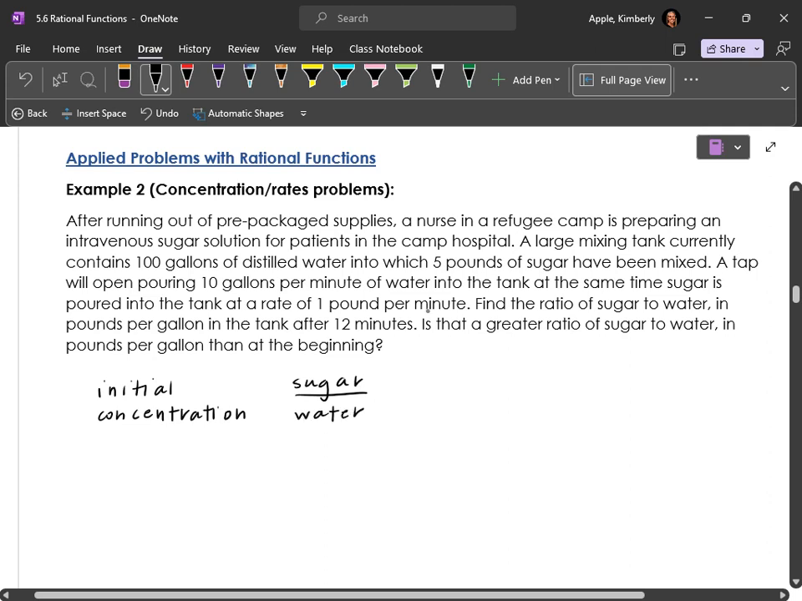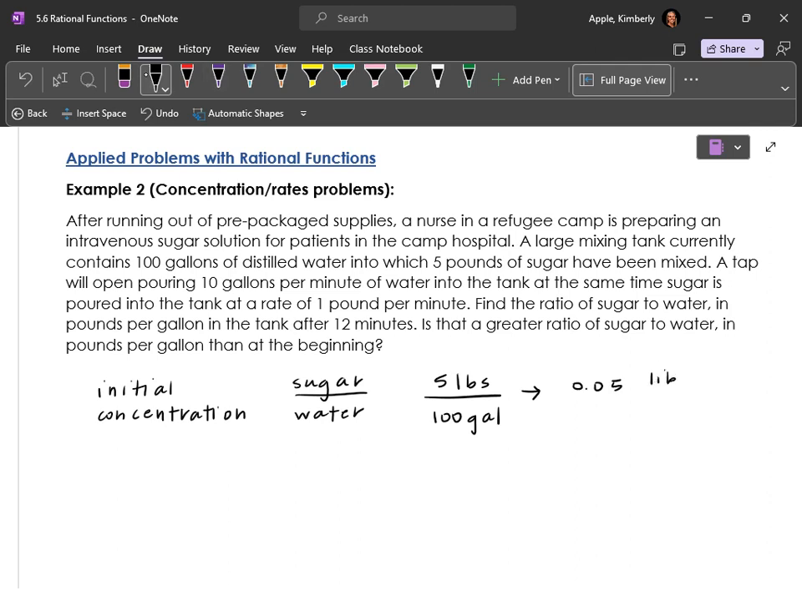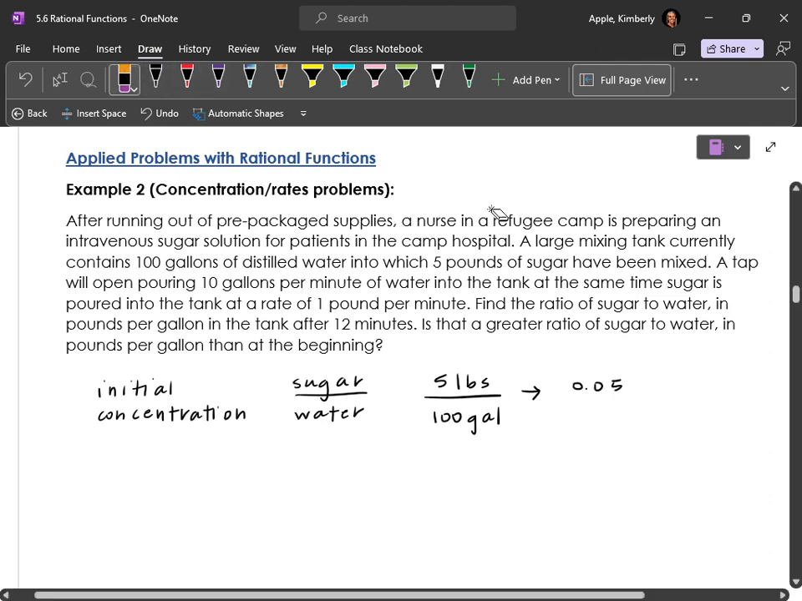And so the initial concentration, it says that we start with 5 pounds of sugar and we start with 100 gallons of water. And so as a decimal, we can find that that is 0.05 pounds per gallon. Make sure you use the correct units here. You just divide these units to get these.